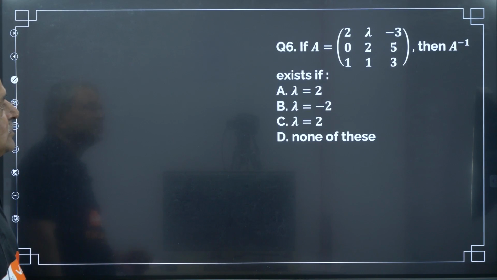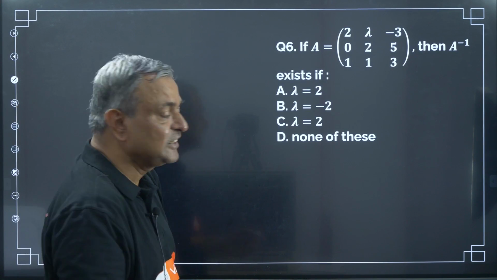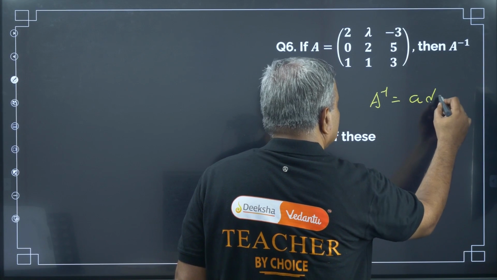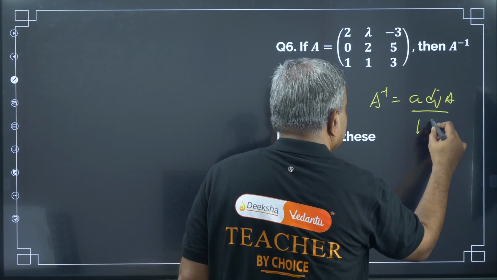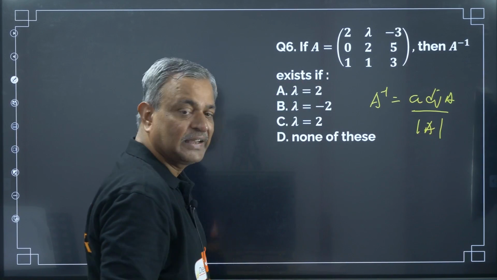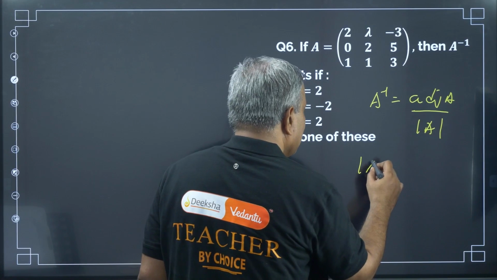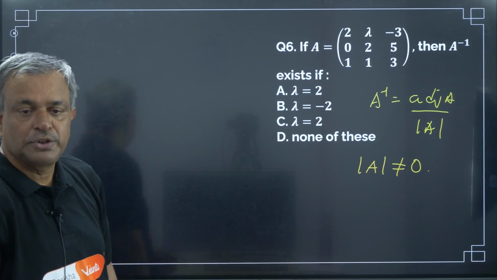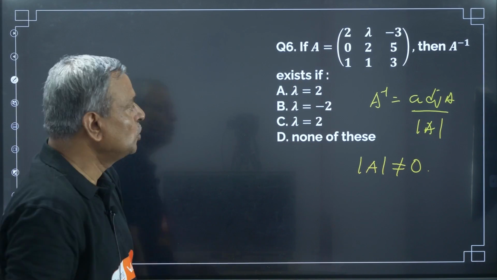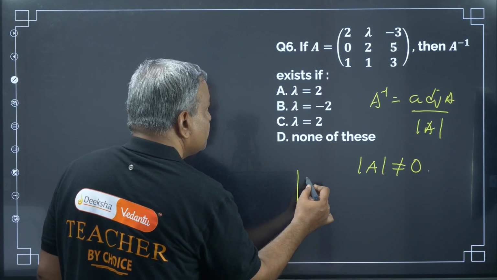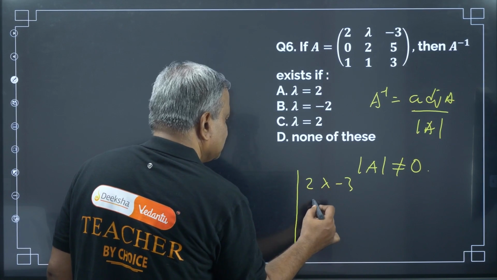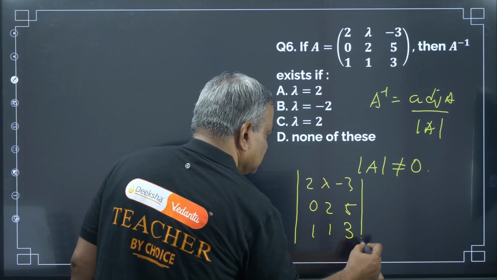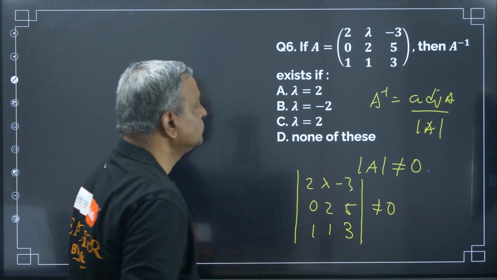A inverse exists. When A inverse exists, what is A inverse? A inverse is equal to adjoint of A by det of A. Correct. Here det of A is not equal to 0. So you find the determinant. Easiest way is 2, lambda minus 3, 0, 2 and 5, 1, 1 and 3. It must be non-zero.